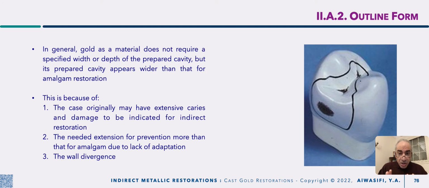But in general, the final outline form of indirect metallic restorations, and of gold especially, appears wider than that for direct metallic restorations like amalgam. Okay, why? Did we need to increase or widen this outline form? No, actually, gold restoration, being a high strength material, is not in need of a specific width or depth for cavity preparation to provide bulk resistance.